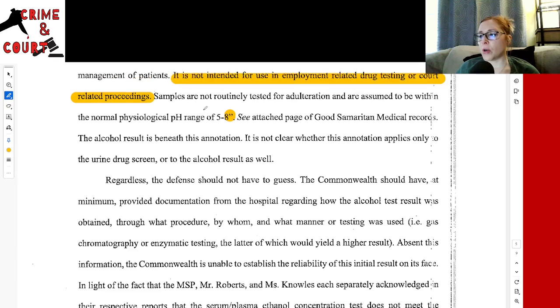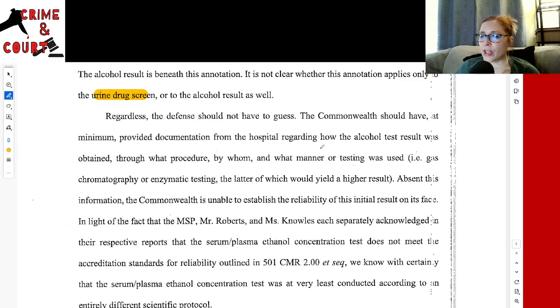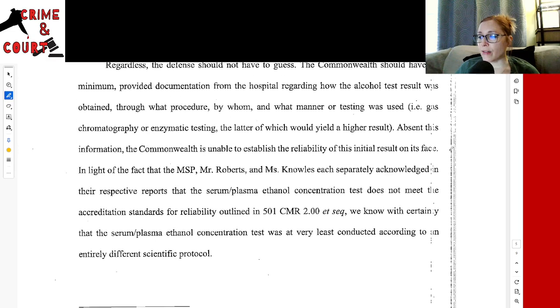So there's this quote here, but in all fairness, they're saying it's not clear if it applies to all testing or just the urine testing. Regardless, the defense should not have to guess. The Commonwealth should have, at minimum, provided documentation from the hospital regarding how the alcohol test result was obtained, through what procedure, by whom, and what manner of testing was used, i.e., gas chromatography or enzymatic testing, the latter of which would yield a higher result. So if you're doing a different kind of testing here, then you get a higher result from your test results.